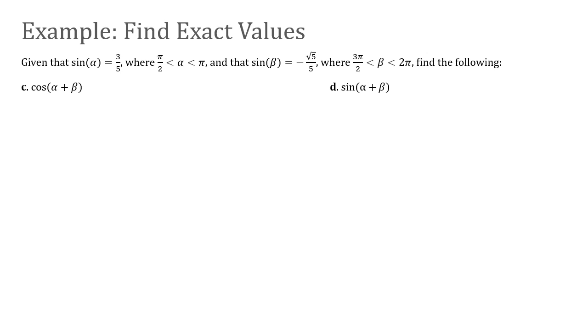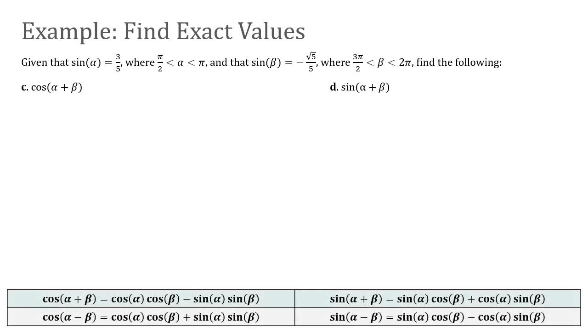Now let's look at the second part of this question that asks us in part C to determine the cosine of the quantity alpha plus beta, and in part D, the sine of the quantity alpha plus beta. In order to do this, we need a couple of things. We might want to refresh our memories on the identities, and then I think we're going to need the answers that we got for part A and B, namely that the cosine of alpha is equal to negative 4/5, and that the cosine of beta is equal to 2 times the square root of 5 over 5.